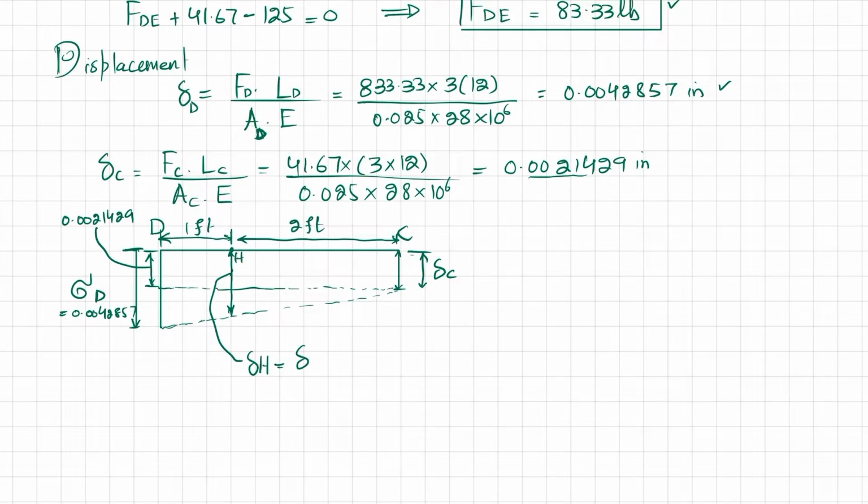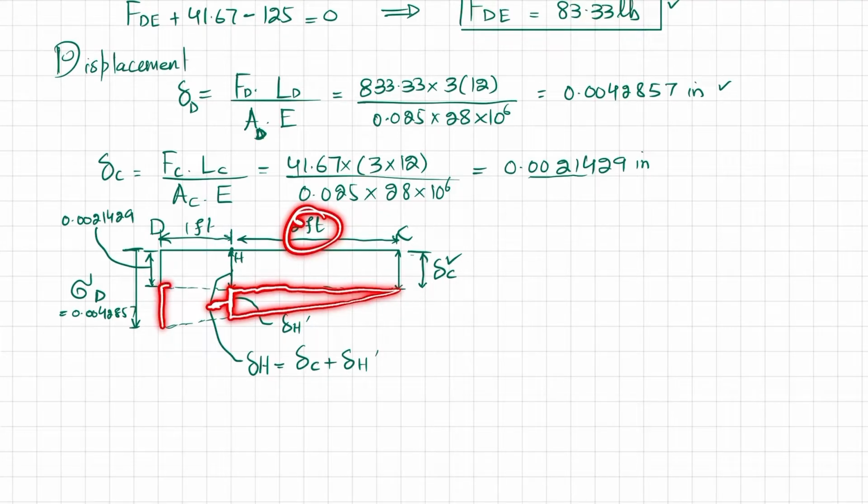And this will be equal to del C, because this distance is del C, and this portion is del H dash. So how will you find this del H dash? If you take this as a right angle triangle, this del H distance over 2 feet will be equal to this distance divided by the total 3 feet distance. We have two similar triangles, one is this one and the other is this one, so their side ratios will be the same.